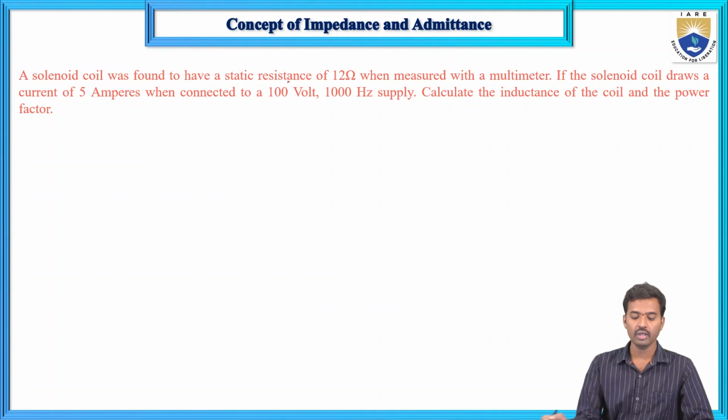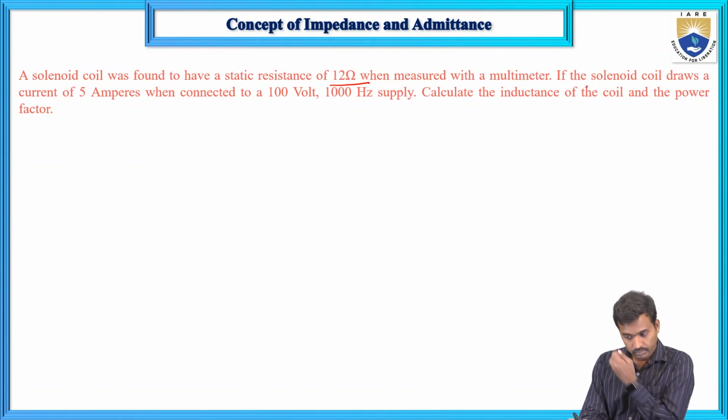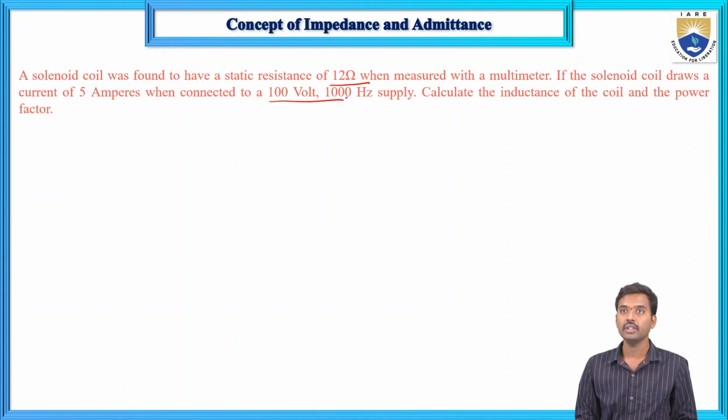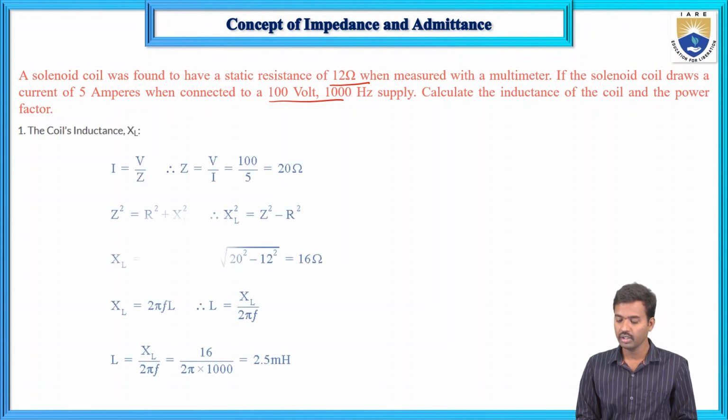A solenoid coil was found to have a static resistance of 12 ohms measured with a multimeter. If the solenoid coil draws 5 amps current when it is connected to a 100 volts and 1000 hertz supply, calculate the inductance of the coil and power.